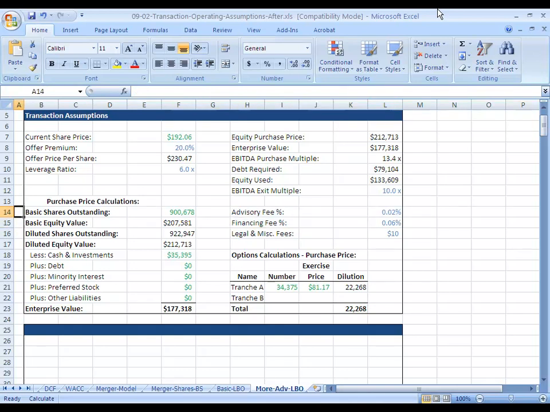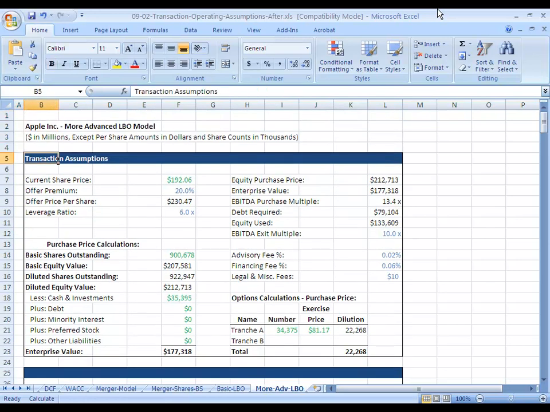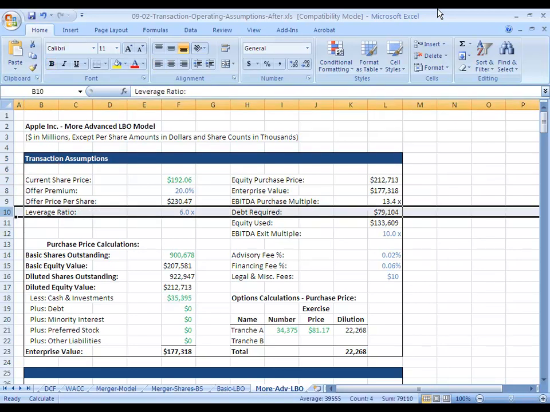So that's how we set up our basic transaction assumptions for this more advanced LBO model. Again, very similar for the most part to what we saw in the more basic LBO model. There are only a few differences here, but the differences we do have are quite important, especially the leverage ratio here, setting it up like that versus assuming that the purchase price is a certain percent debt and a certain percent equity.